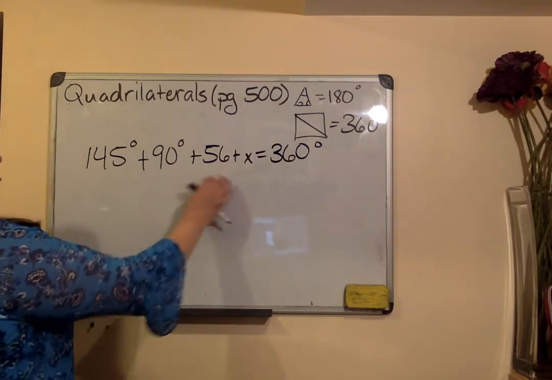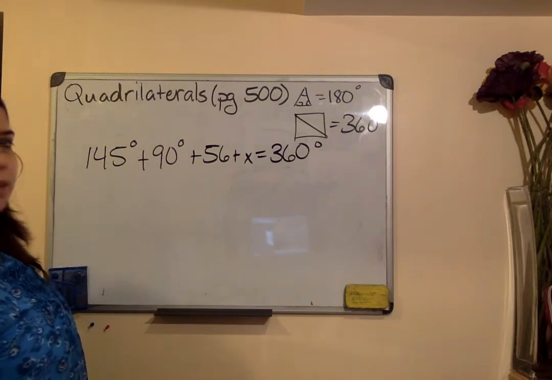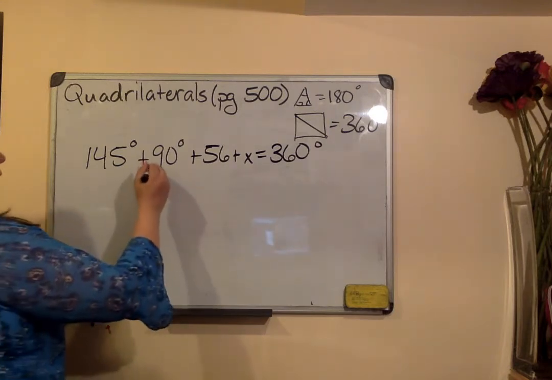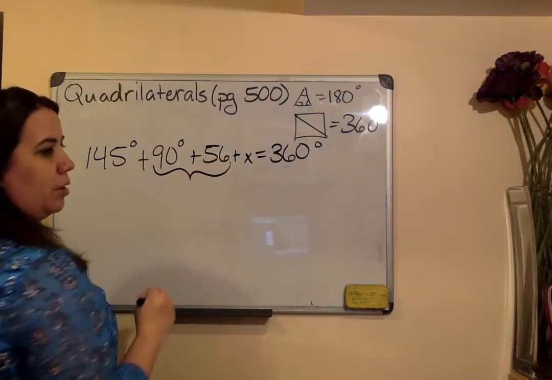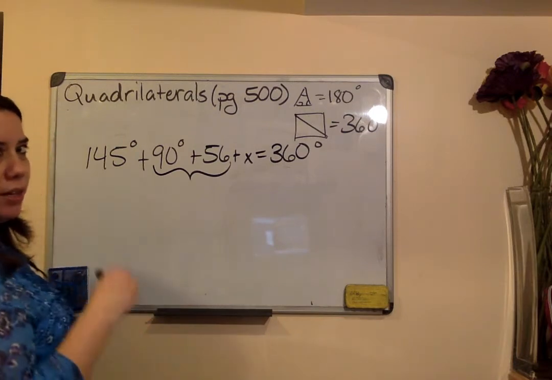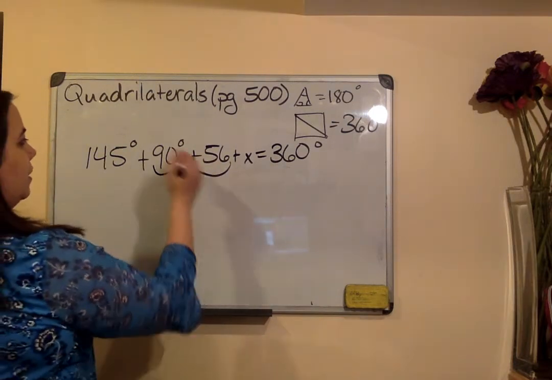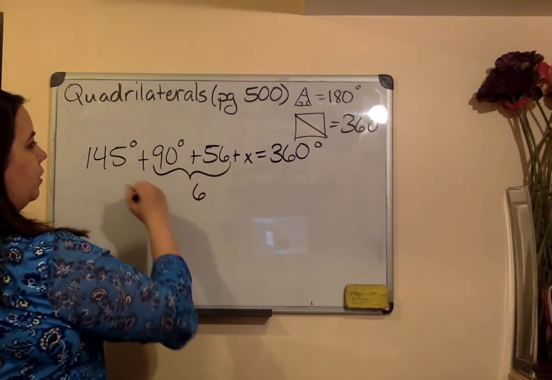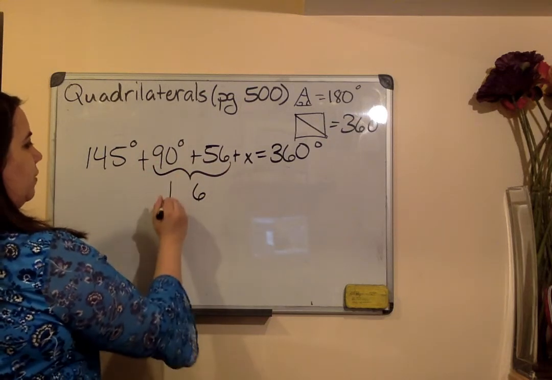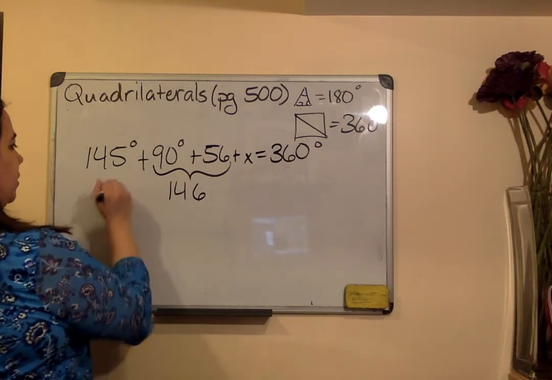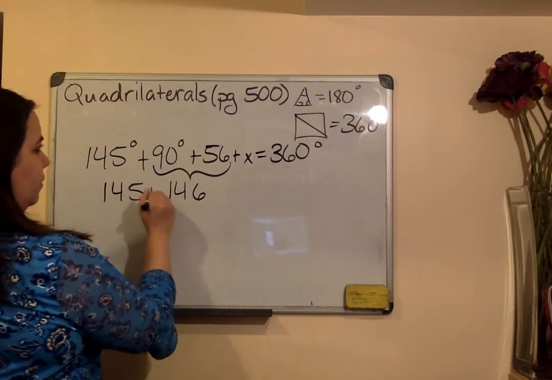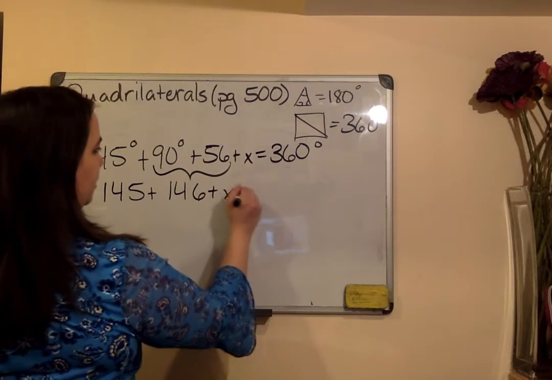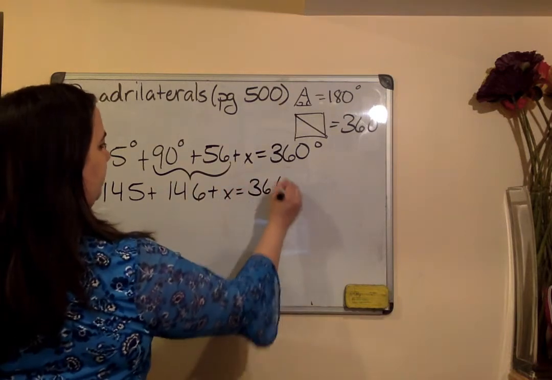It doesn't matter how you want to add it up. Just add it up however you like. That's the commutative property of addition. Order doesn't matter. You still get the same sum. I'm going with 90 and 56 because they're smaller. So we got 146. You have to add it to 145, plus x equals 360.